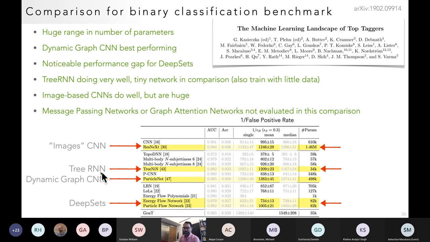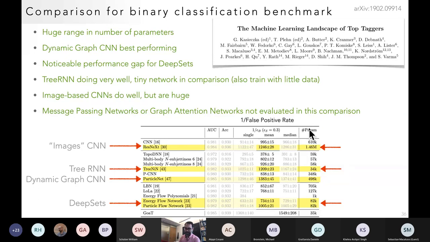The tree-based approach, which is not really a graph neural network in the traditional way of talking about it, also performs very well. And then the image-based approaches, if you use a typical CNN, it doesn't work very well. This approach with a ResNeXt architecture and 1.5 million parameters does pretty well, but it's a gargantuan network. And the deep sets approaches, you notice they do have a bit of a gap in terms of performance.